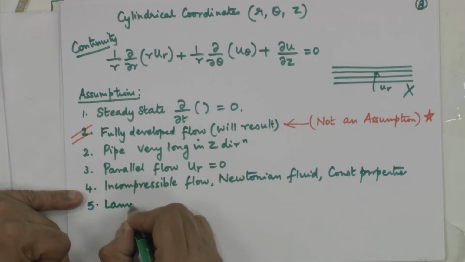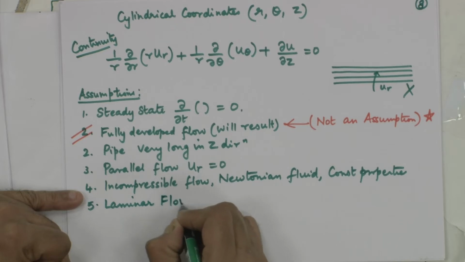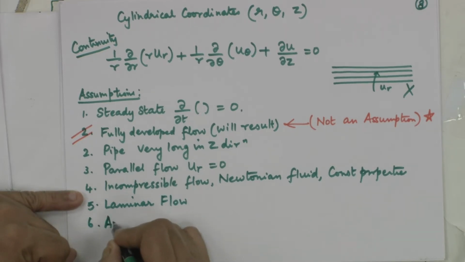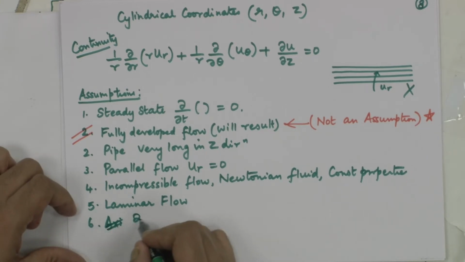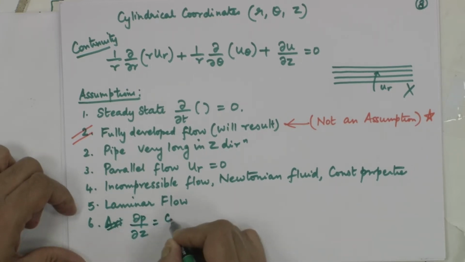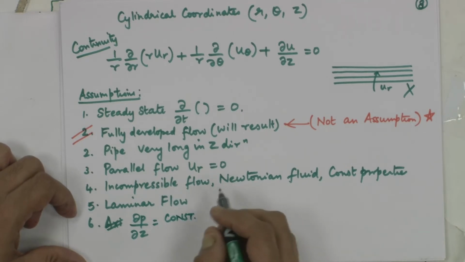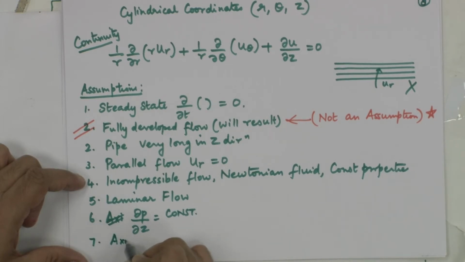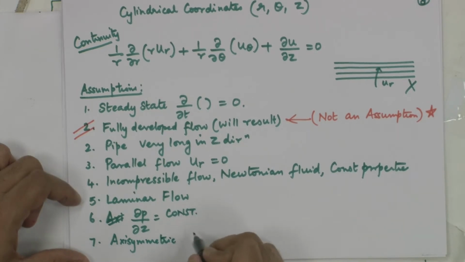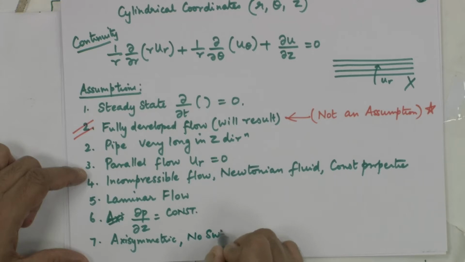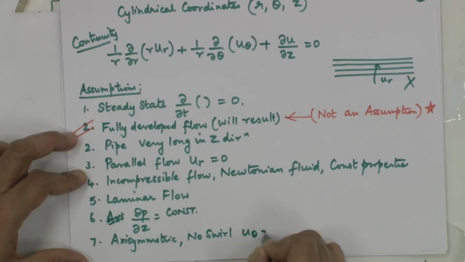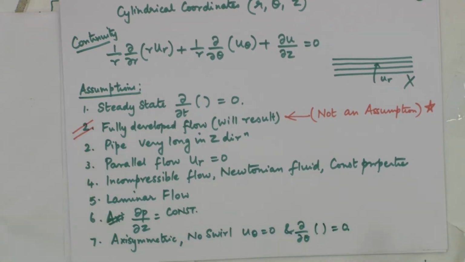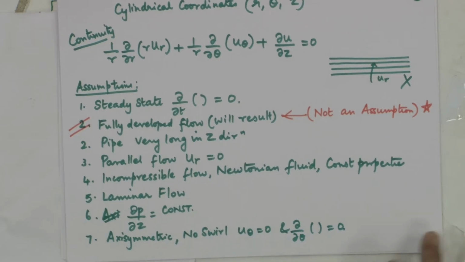Laminar flow. Number 6, we can write dP by dz is equal to constant. That means pressure varies linearly along the flow direction. Number 7, axisymmetric. That means the flow is not partial to any specific theta, no swirl component. Therefore, u theta is equal to 0 and d by d theta of anything is equal to 0.